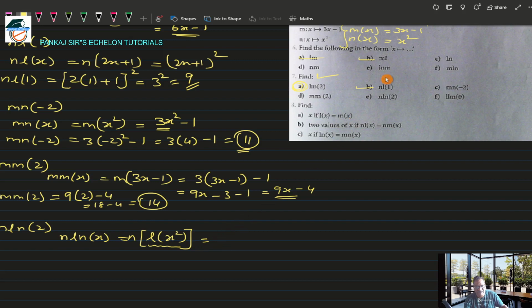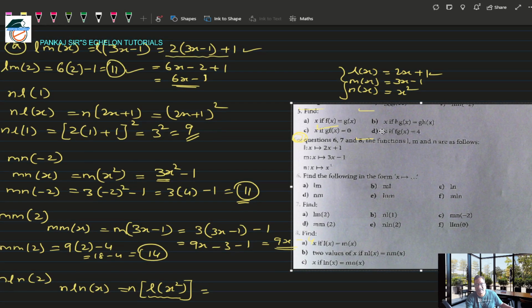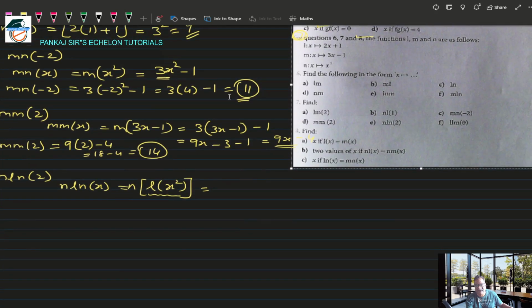L of x square will be what? Now L of x is what? L of x is 2x plus 1. Okay. L of x is 2x plus 1. So L of x square will be 2x plus 1, the whole square. Okay. And then you have this N in front of it. Okay. Now if you work out this N of 2x plus 1 the whole square, so that should become 2x square plus 1.